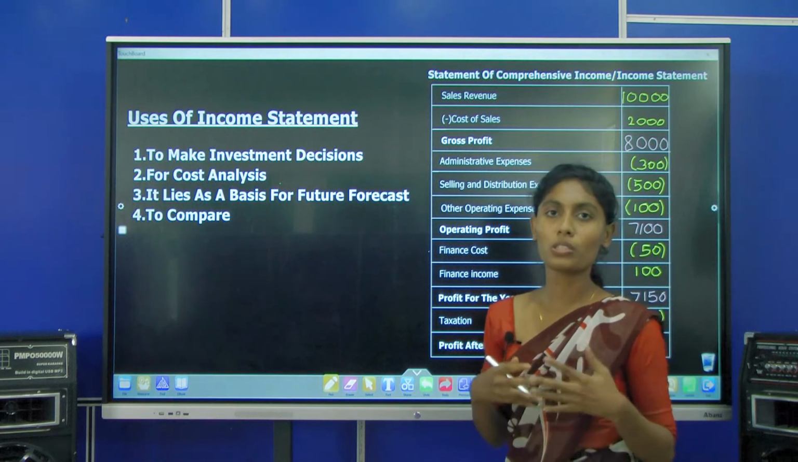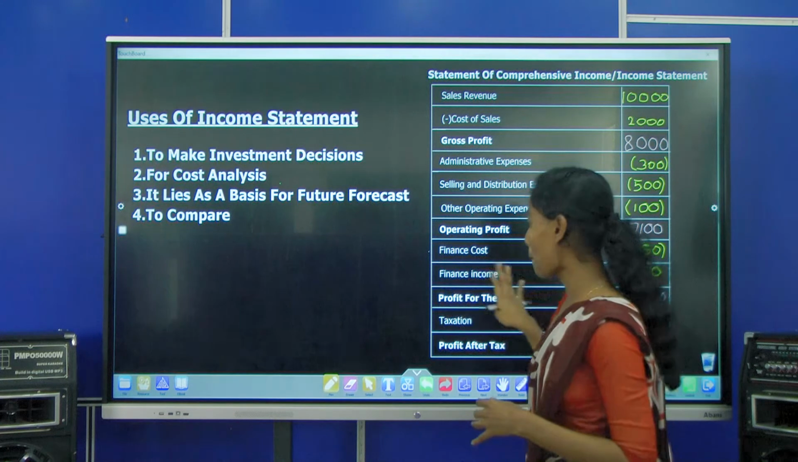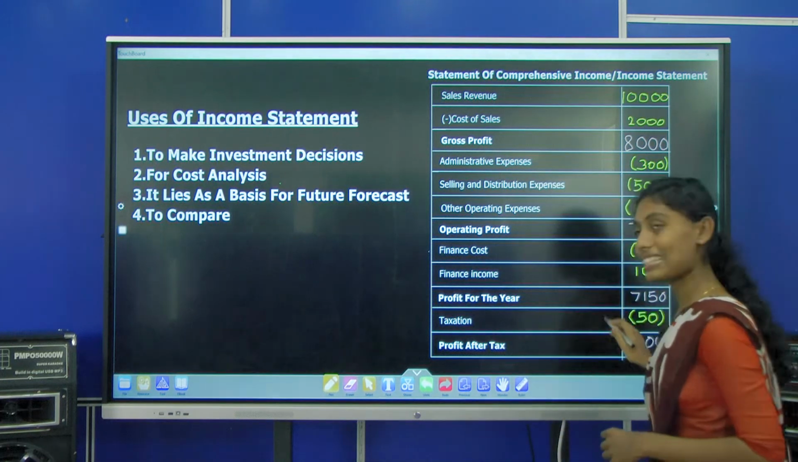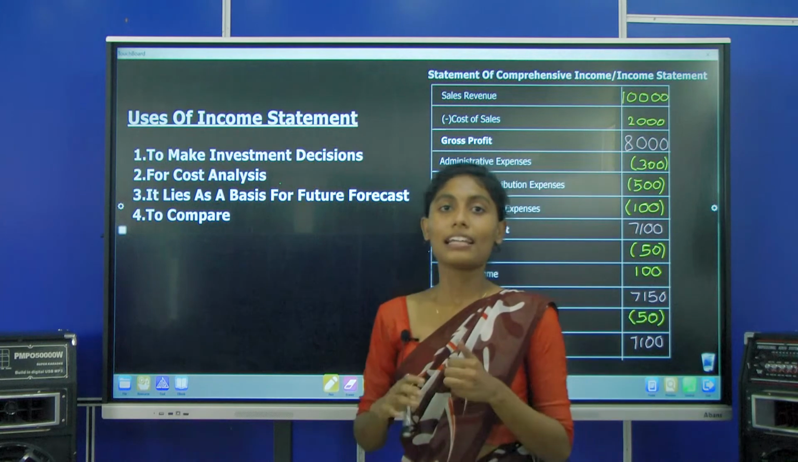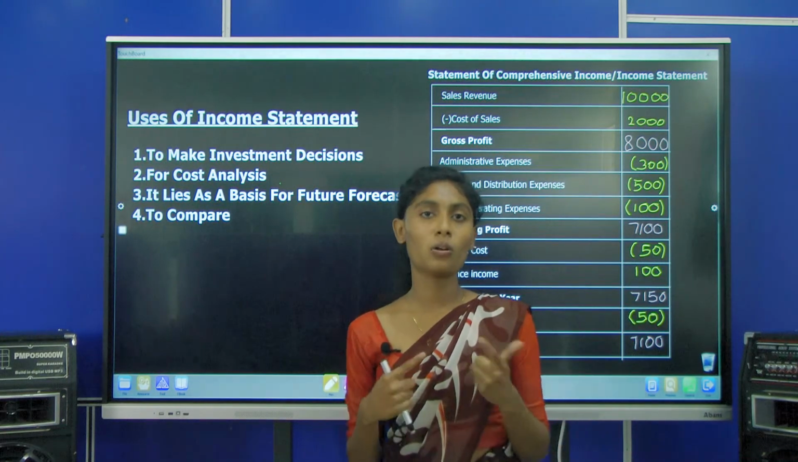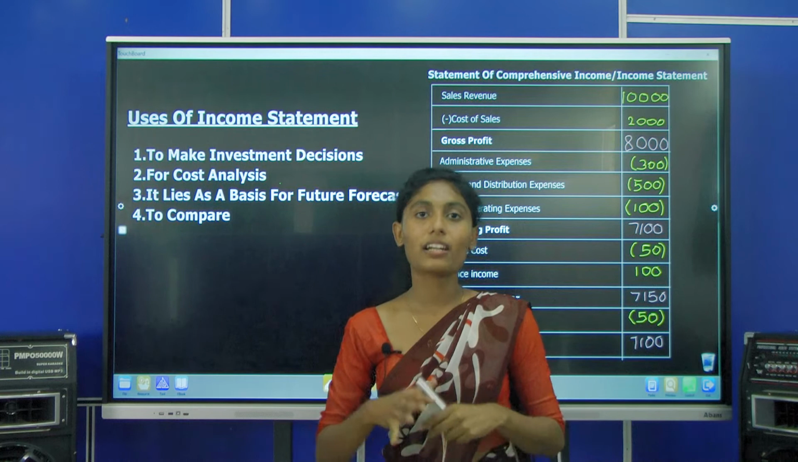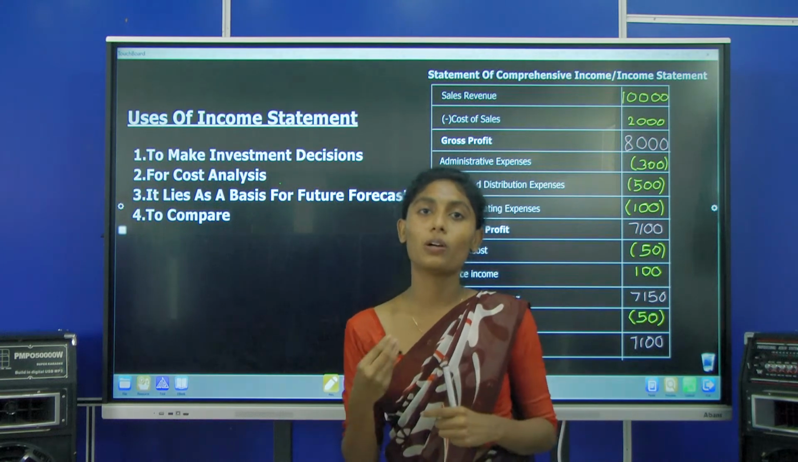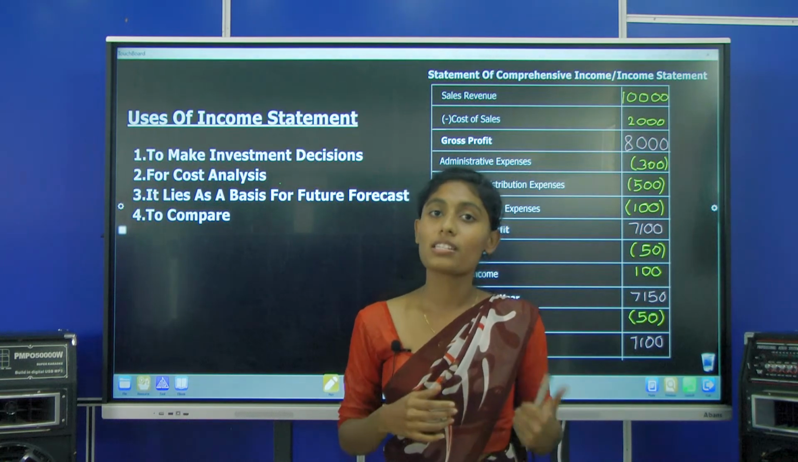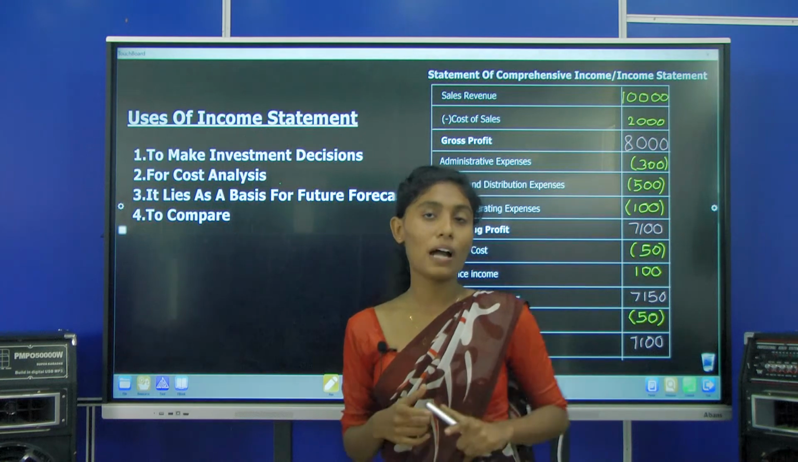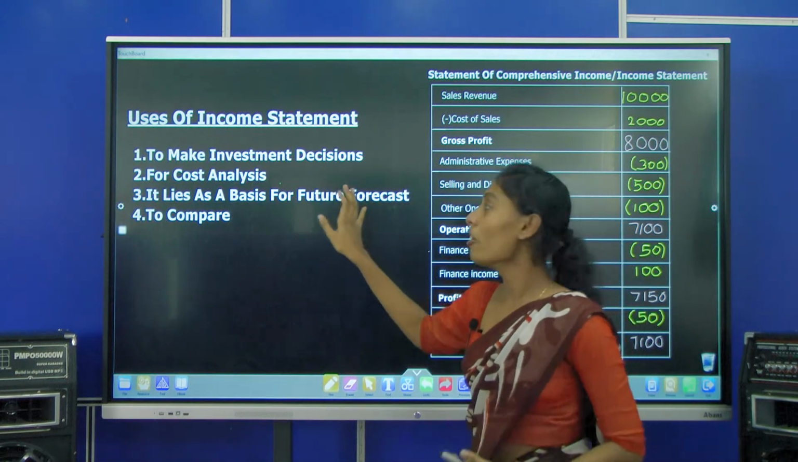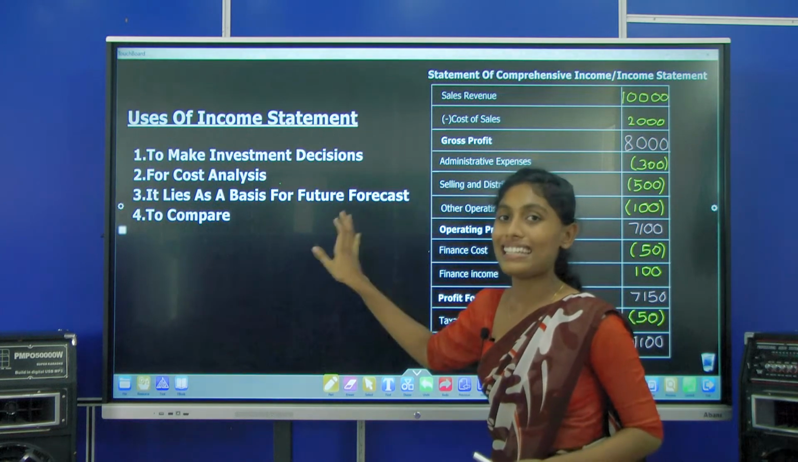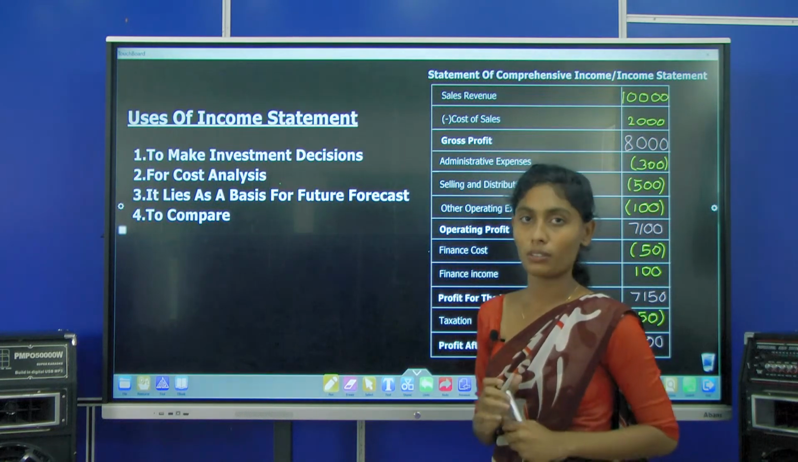What is meant by future forecast? By keeping an income statement and seeing a profit, we can predict about that business. It can be a multinational or local business. We can predict how they are going to perform in the following year. Are we going to invest in their business? Are we going to buy their shares? So it lies as a future forecast. We see how they perform in the future.